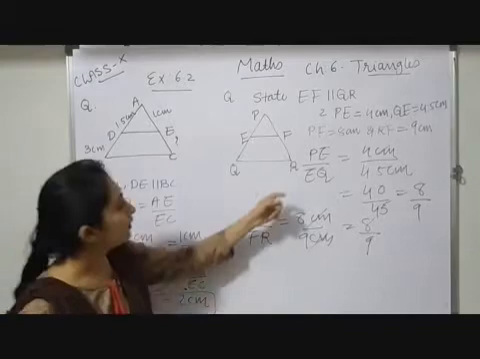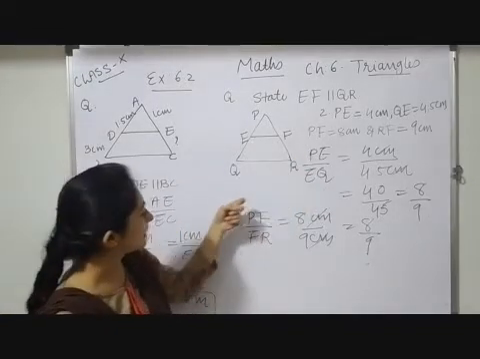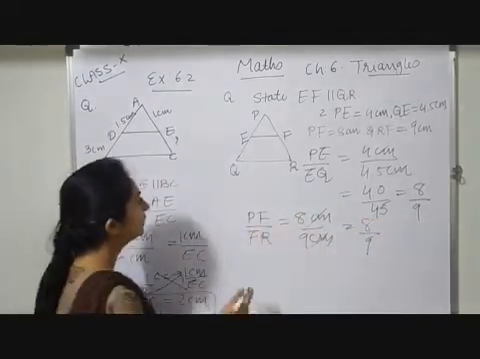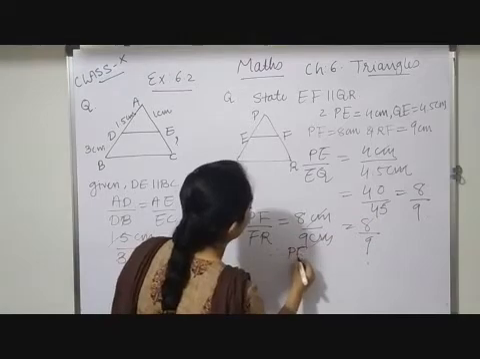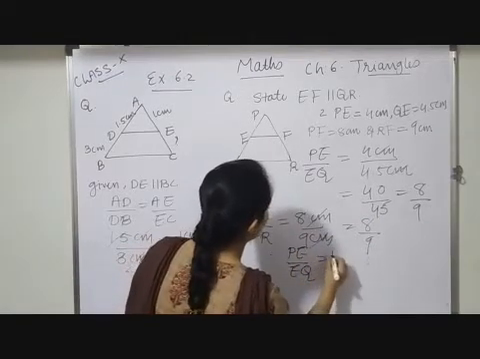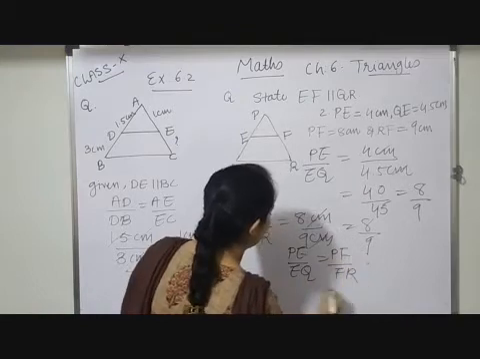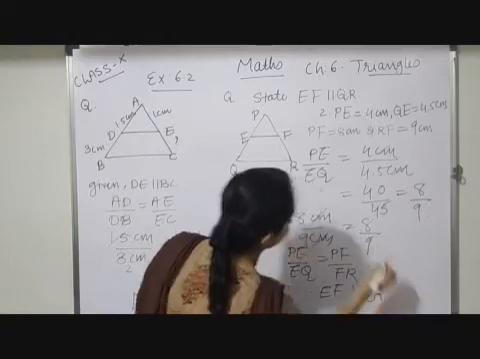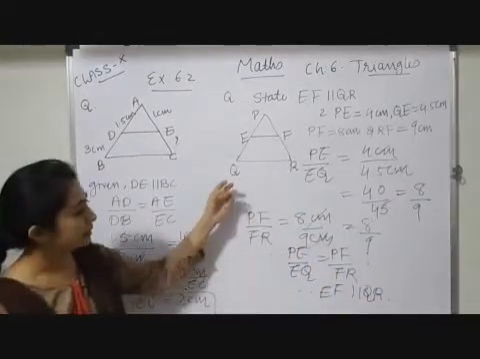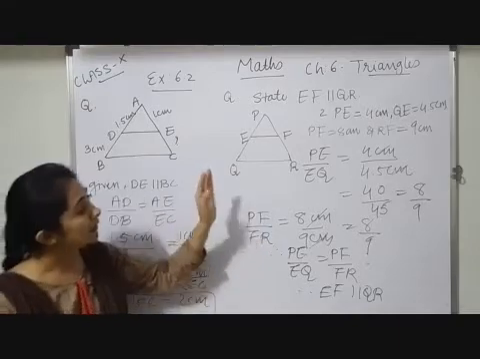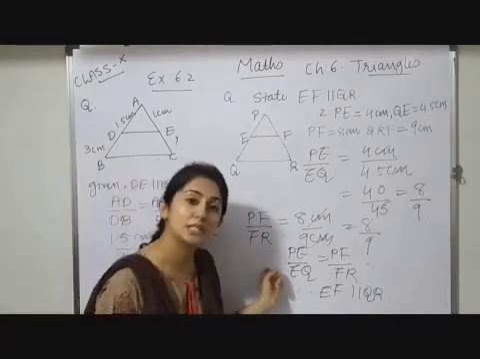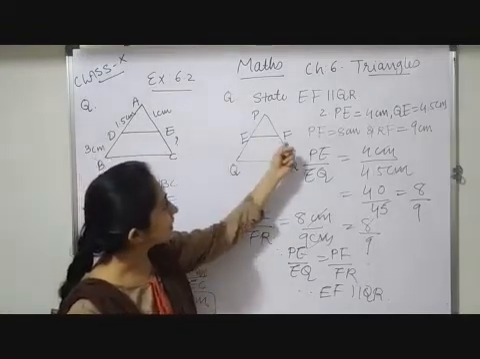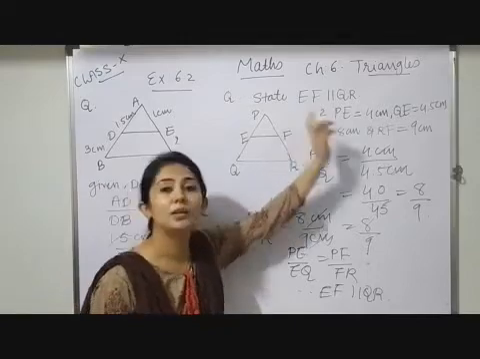Now observe, both ratios are the same. PE by EQ equals PF by FR. Both ratios are coming the same, that is 8 by 9. So here I will write, therefore PE upon EQ equals PF upon FR. So therefore EF is parallel to QR. So like that you can apply this theorem to find an unknown value, and you can also apply its converse theorem to determine whether a side which intersects two different sides at two distinct points is parallel or not.